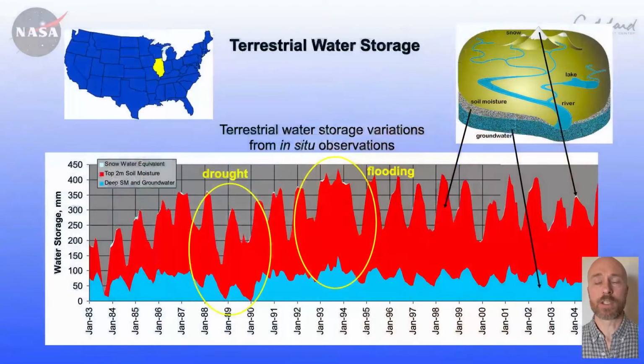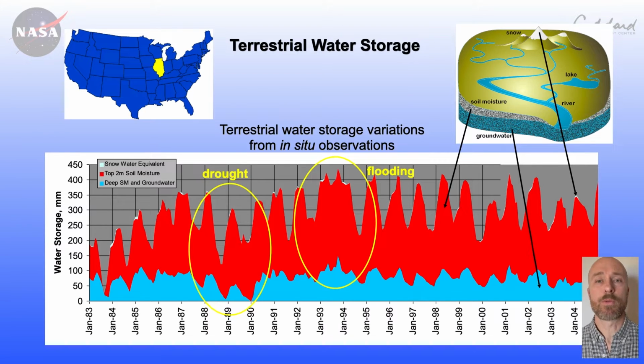What is terrestrial water storage? Well, terrestrial water storage is basically the integration of all the water stored on and in the land surface. It's all the groundwater plus the soil moisture in various layers, plus any surface water and snow. When you look at a time series of terrestrial water storage over a location like Illinois, which is one of the few places in the world where in situ observations are available of all these components, this is what it looks like. So this is a time series based on in situ observations.